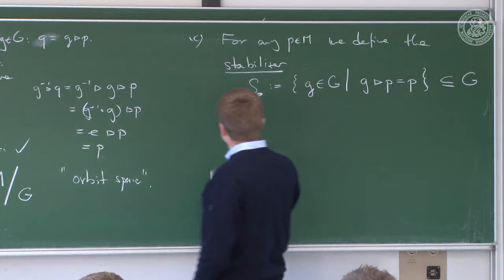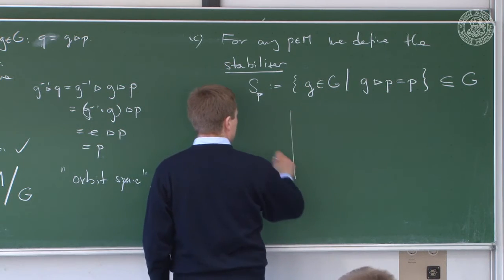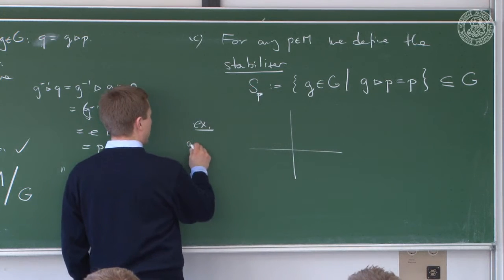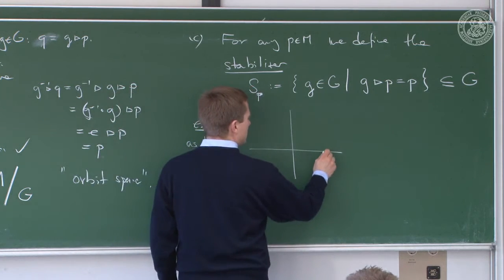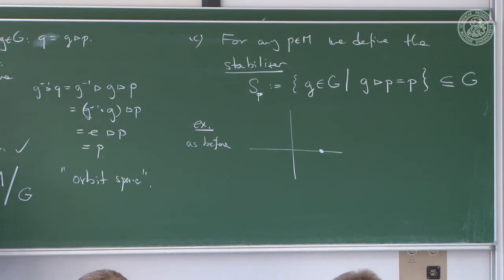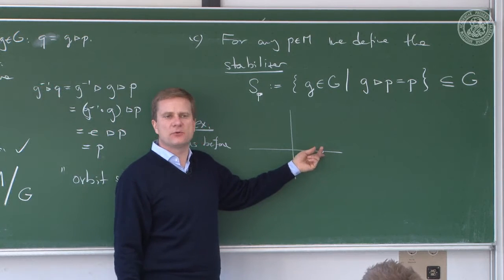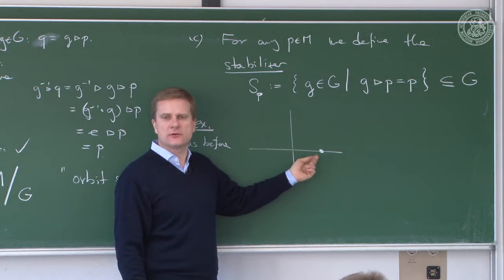Okay, so again, an example. Well, let's take exactly the same example. So we have here the rotation, as before. What's the stabilizer of this point under the action we wrote down before? Which transformations in SO(2) leave this point where it is under the given action, which rotates every point around the origin?